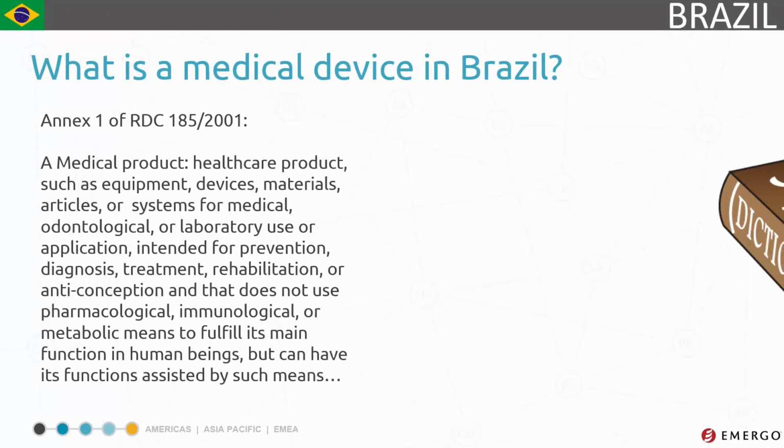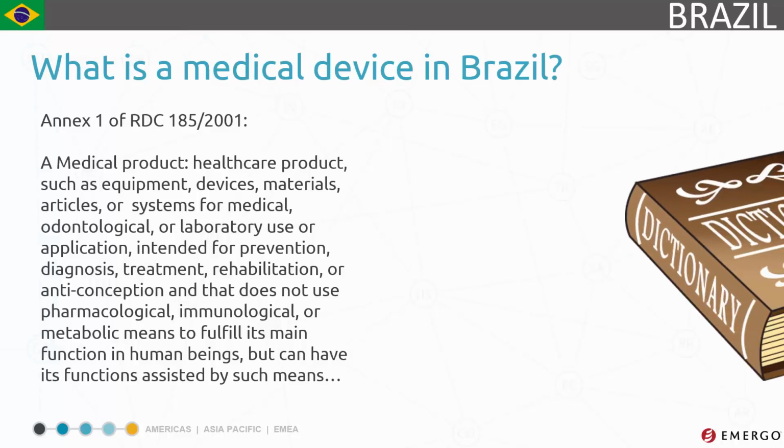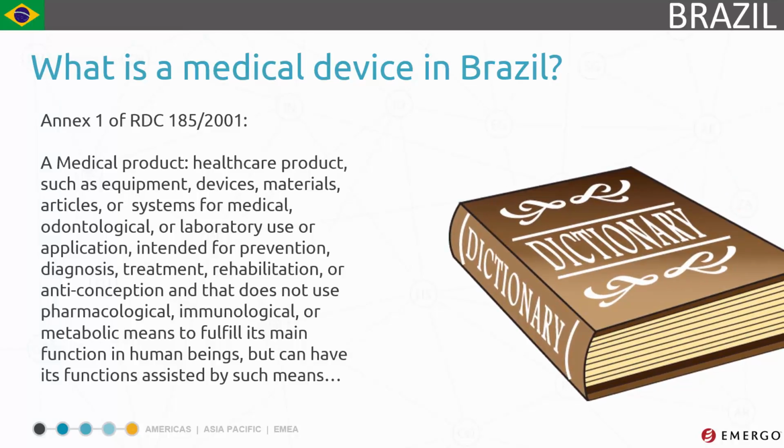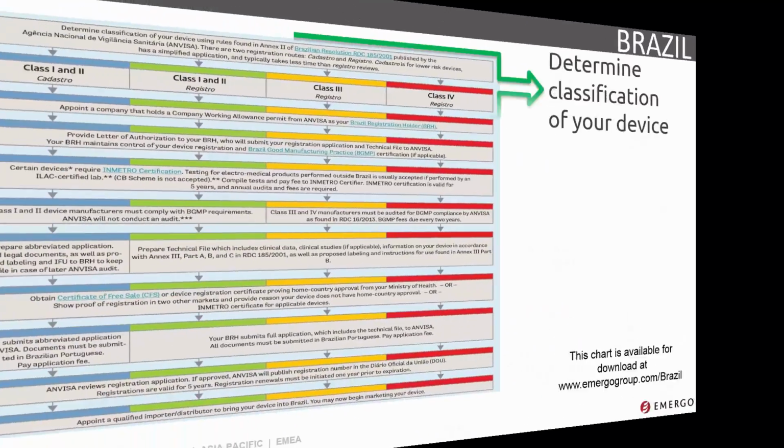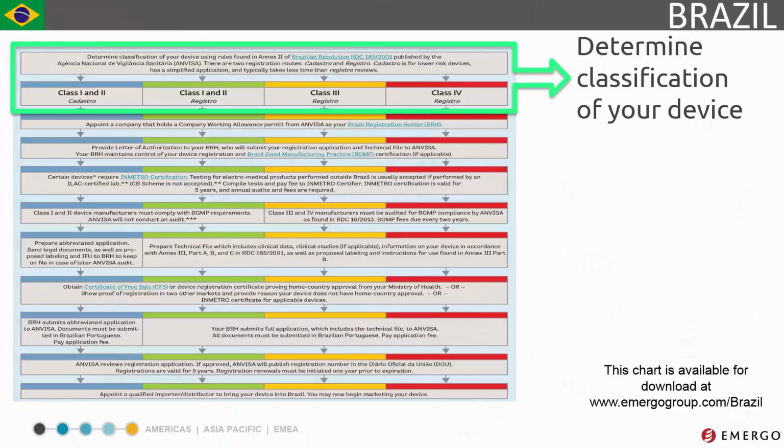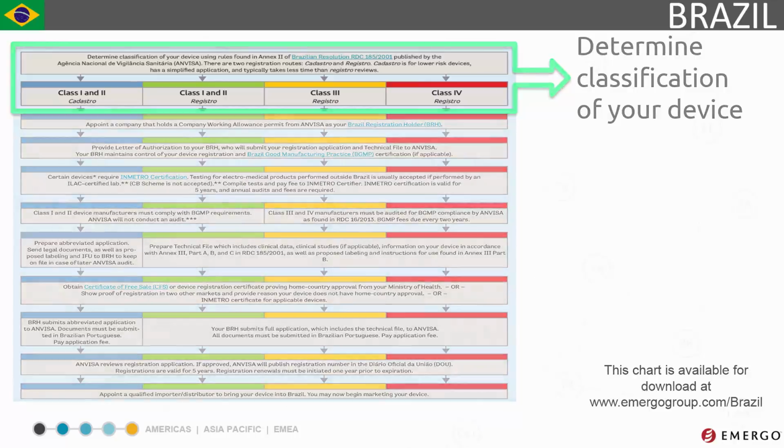This page displays an excerpt from Annex 1 of RDC 185 of 2001, which is Brazil's regulations for medical devices. The short version: a medical device is something used to diagnose, prevent, monitor, or alleviate a disease. Now that we know what a medical device is, one of the first steps in the registration process is device classification. Let's take a closer look.